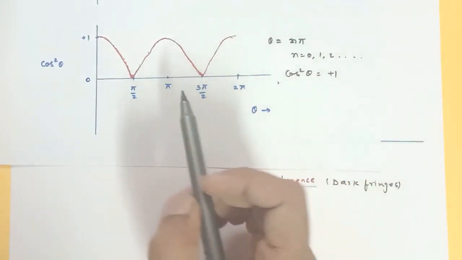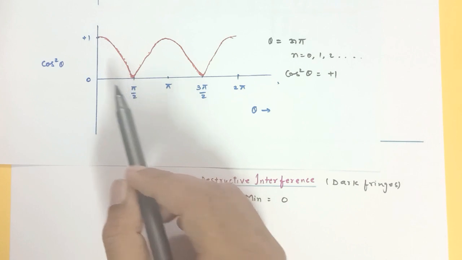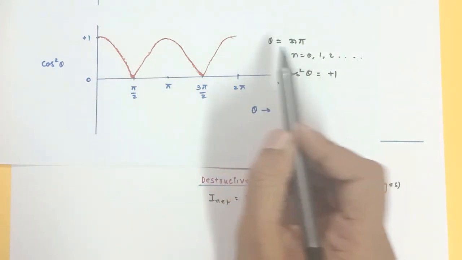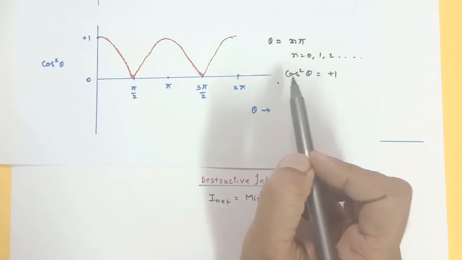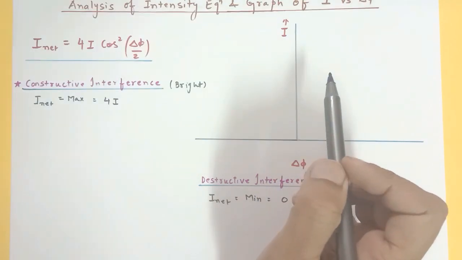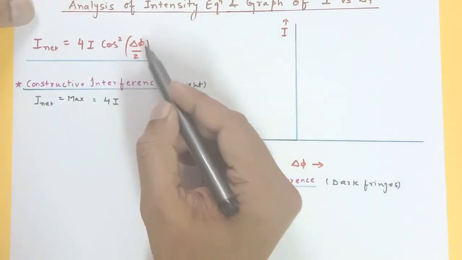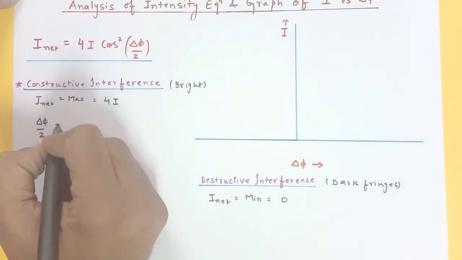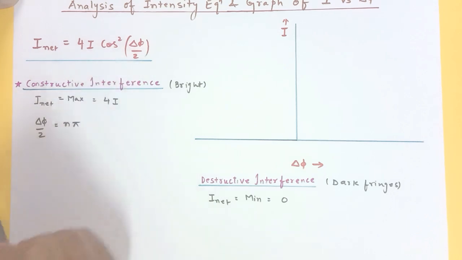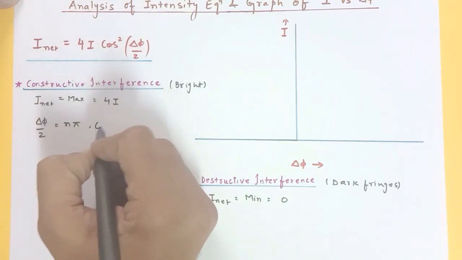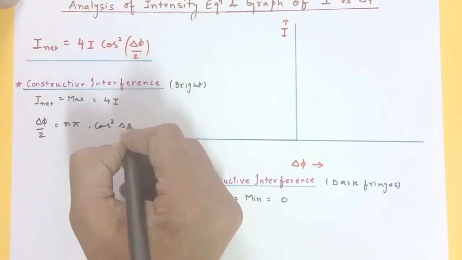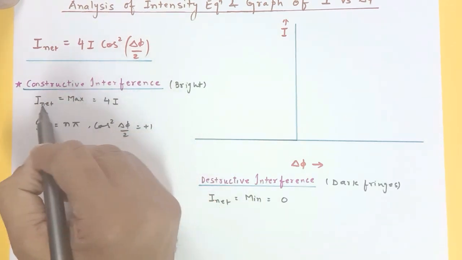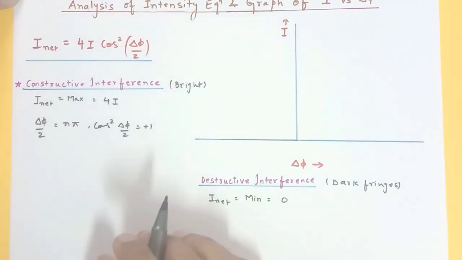So this cos square function graph is maximum at 0, pi, 2 pi, 3 pi, 4 pi. That means at n pi we have maximum value of cos square theta, that is +1. So which means that this angle delta phi by 2, if it is equal to n pi, then I will get cos square delta phi by 2 as +1, and then and only then I will get the maximum intensity.